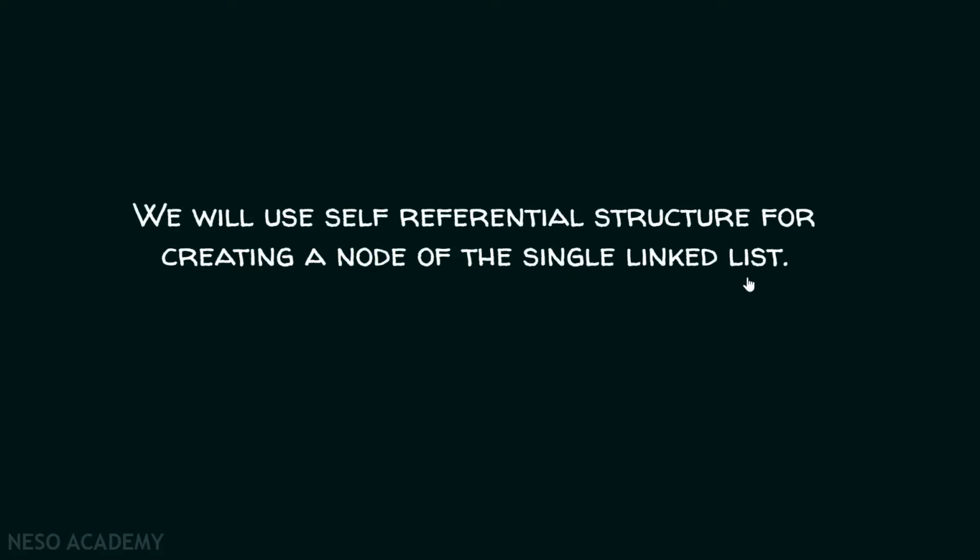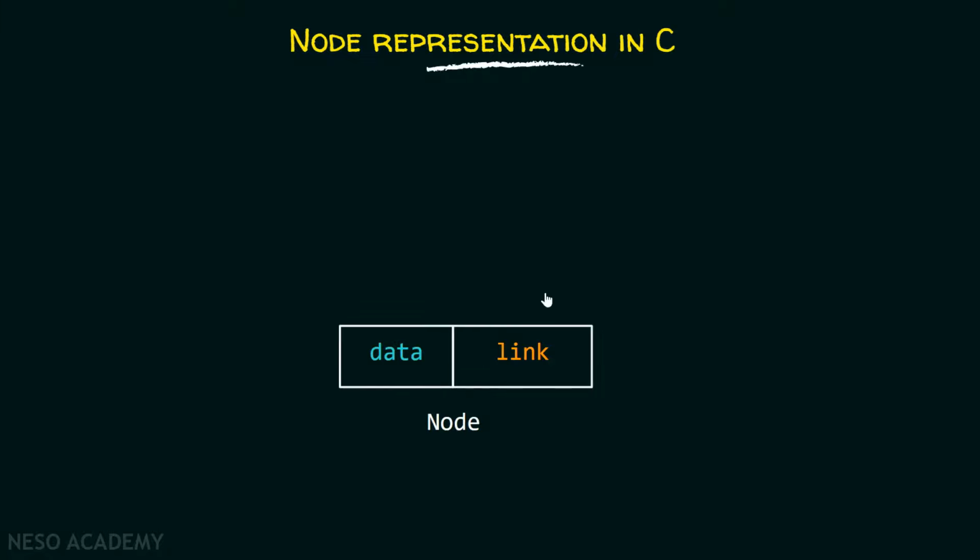So let's see how to create a node using a self-referential structure. Here you can see the pictorial representation of a node, which consists of data as well as the link part. This is how a node of a single linked list looks. Basically, a node is nothing but the combination of two different types, right? Now, if I ask you how to combine two different types into a single type, then immediately you will get the answer. We can use a structure to combine two different types into a single type.